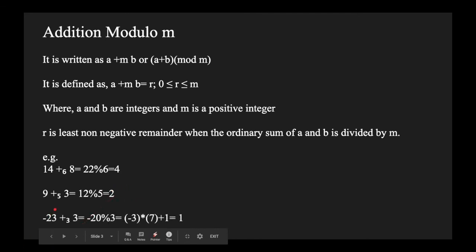In the same way, if it is a negative number, so minus 23 addition modulo 3 3, that is minus 20 percentage 3, so the remainder will be 1, as 7 into minus 3 is minus 21, plus 1, so the remainder is 1.